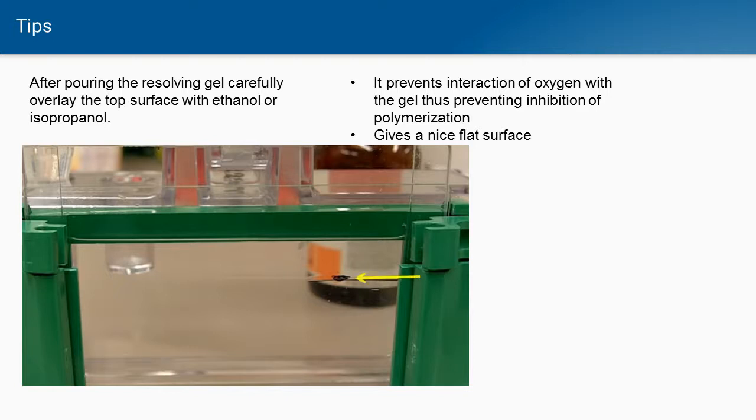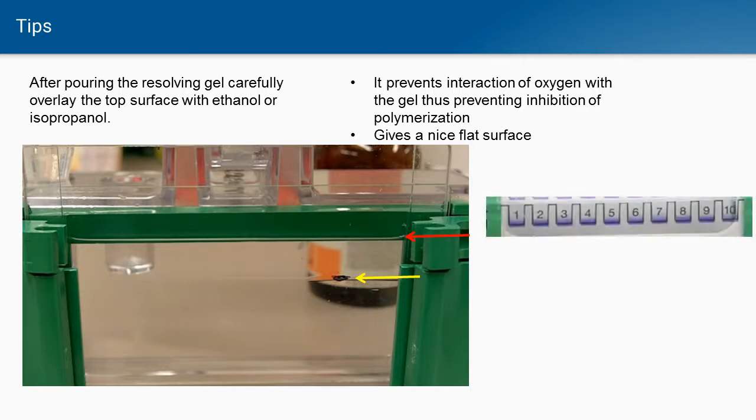So here we have marked, here we had put the black mark. Up to this level we have filled the plate with the resolving gel, and above it we had poured isopropanol. After full polymerization you can pour out this isopropanol, or you can remove it by using filter paper. Above it we have to pour the stacking gel solution, and then we have to put the comb. And after loading of the sample, your well will look like this.